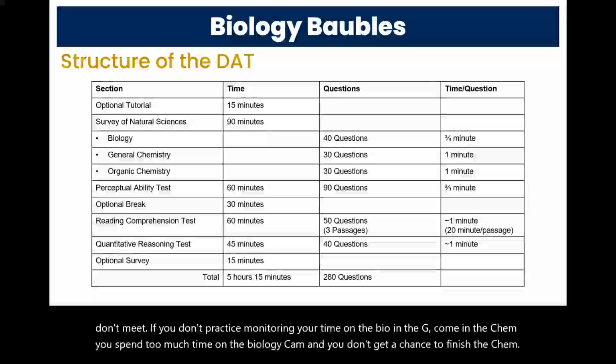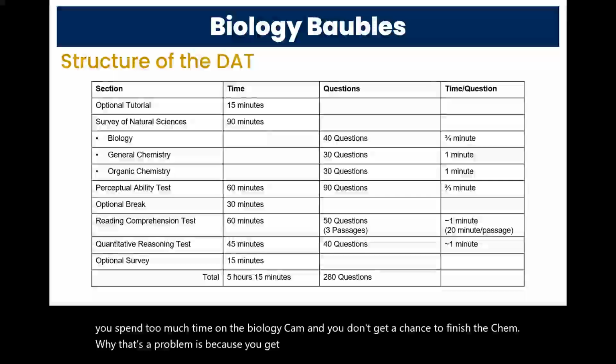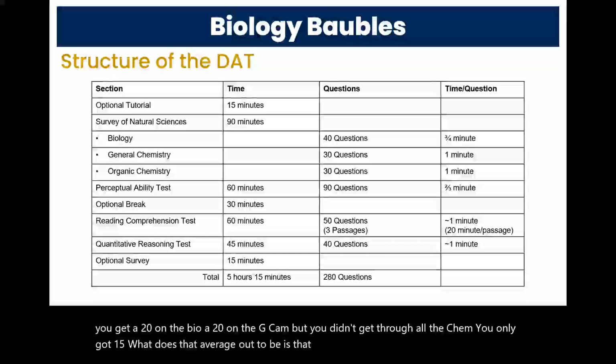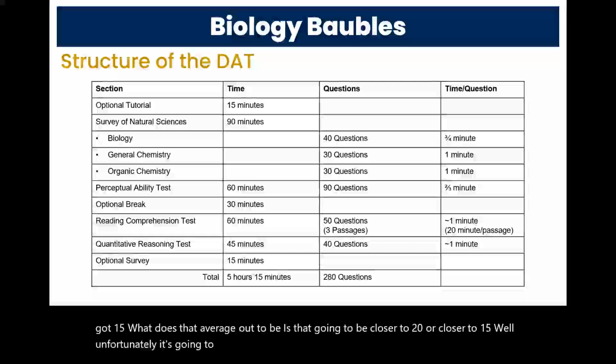Why that's a problem is because you get a sub-score for each of those 3 subjects. So let's say you get a 20 on the bio, a 20 on the GChem, but you didn't get through all the OChem, you only got a 15. What does that average out to be? Is that going to be closer to 20 or closer to 15? Well, unfortunately, it's going to be closer to 15. And you don't want to do that.